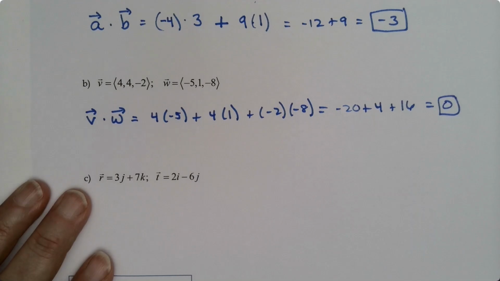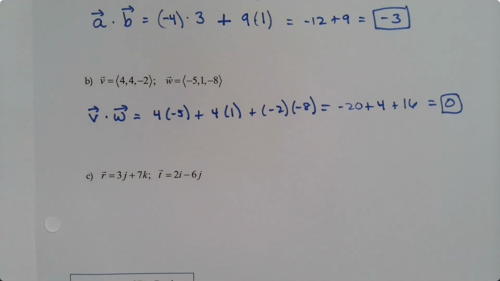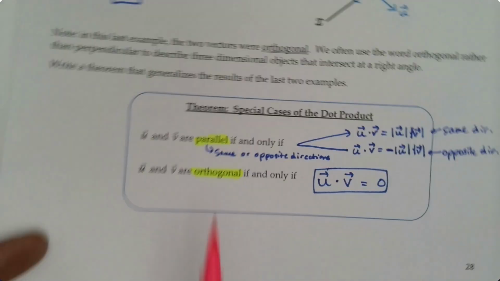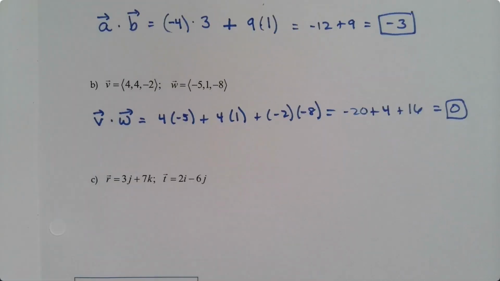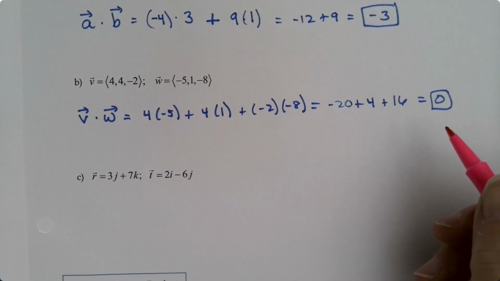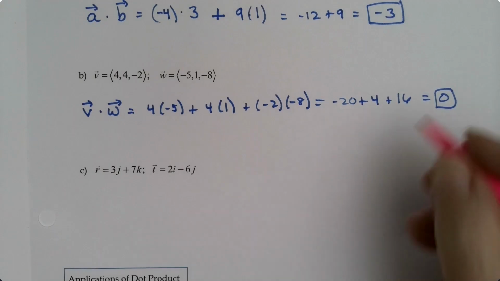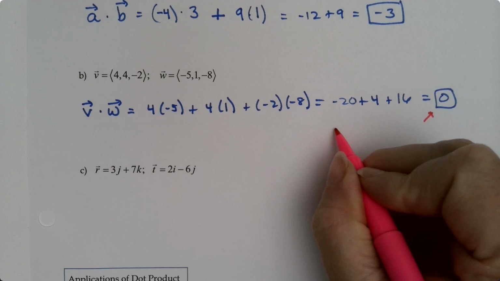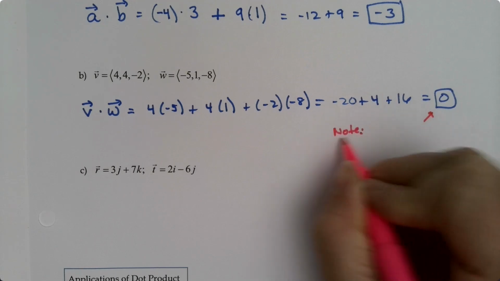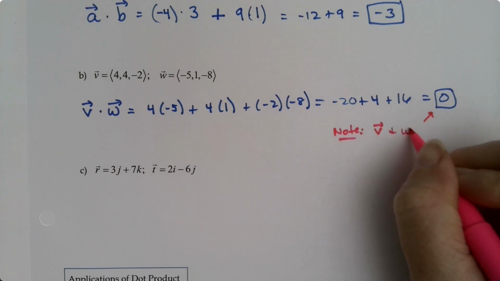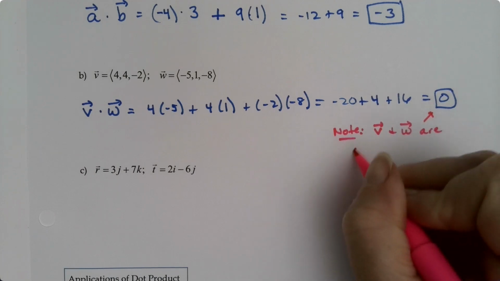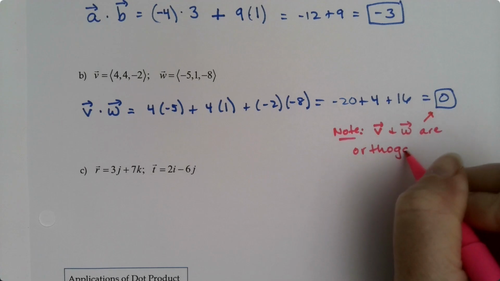Ooh. Now let's remind ourselves that when that happens, when we have a dot product and it is 0, that means that those 2 vectors were orthogonal. Again, orthogonal is the 3-dimensional version of perpendicular. Right? Perpendicular doesn't really make sense in 3 dimensions. It's that idea, though. All right, so let's make a note. V and W are orthogonal.